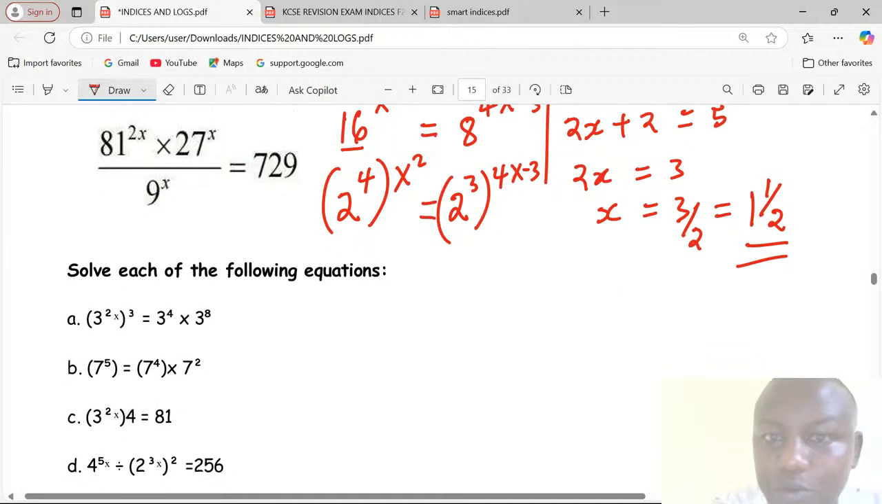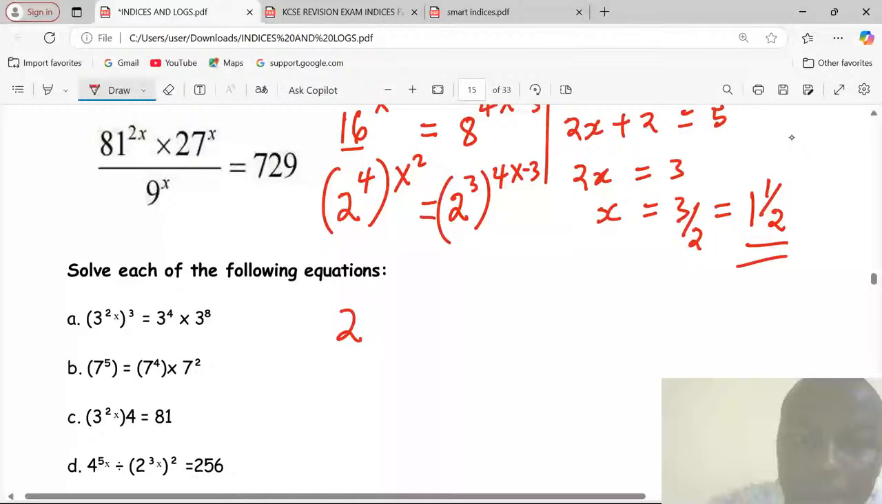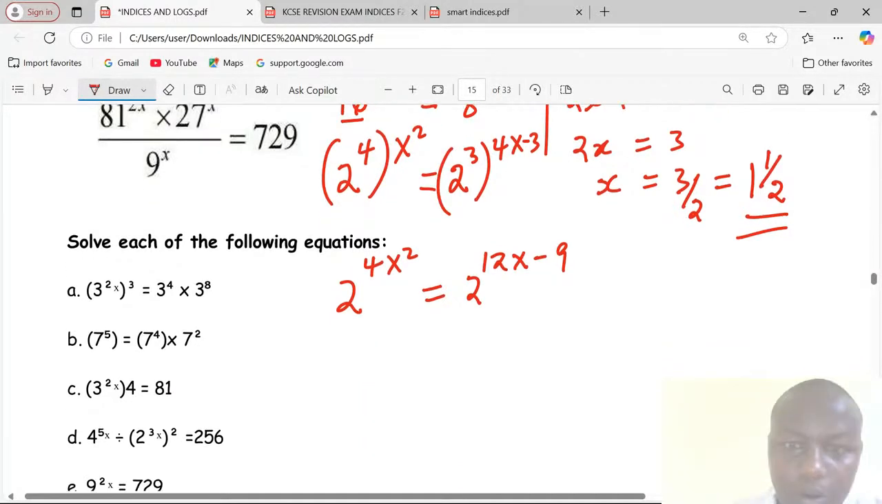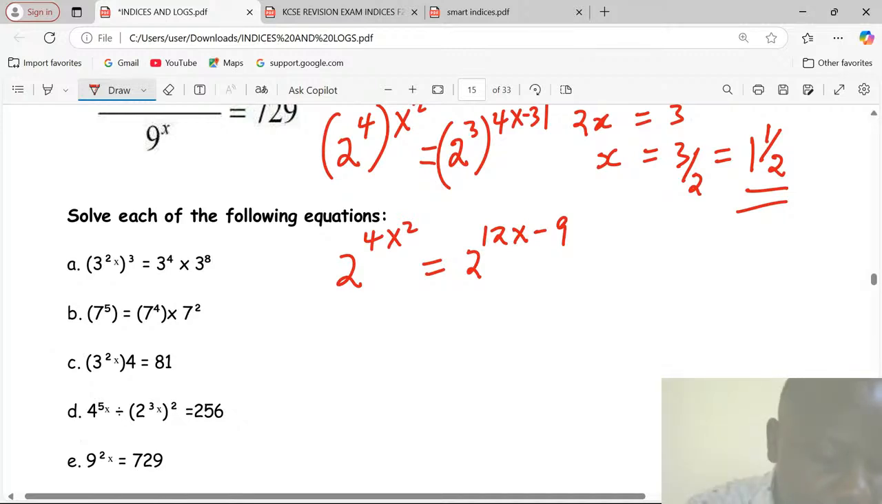So now we can deal with it, whereby this becomes 2 power 4x squared, and on the other side we shall have 2 power 12x minus 9. Then at this point now we can just equate the powers.